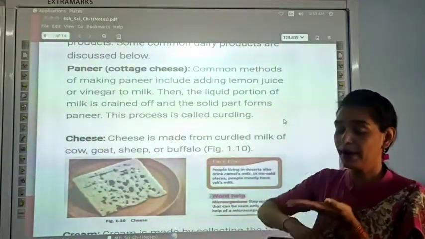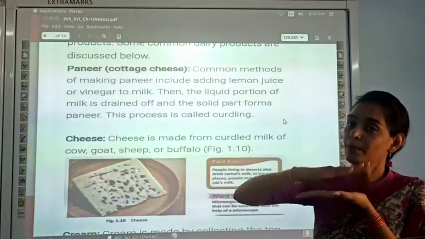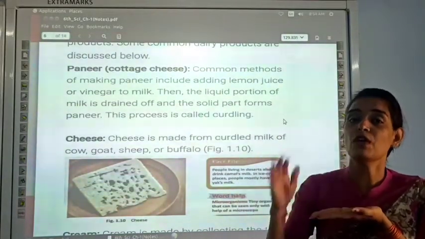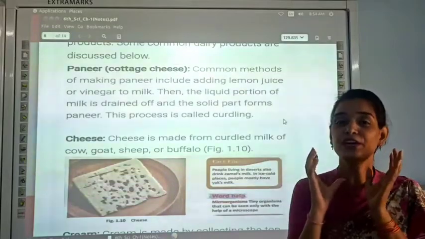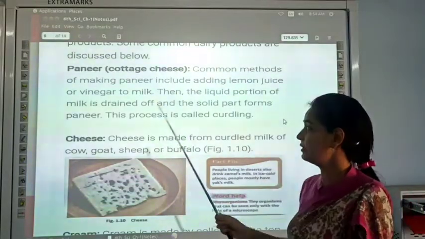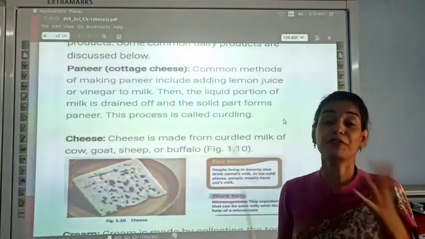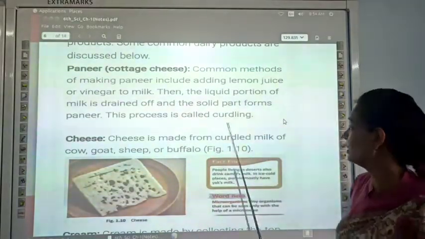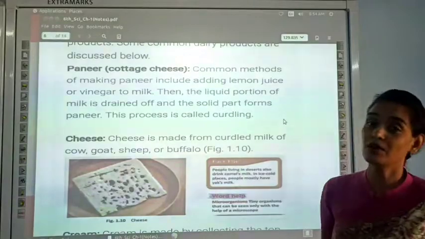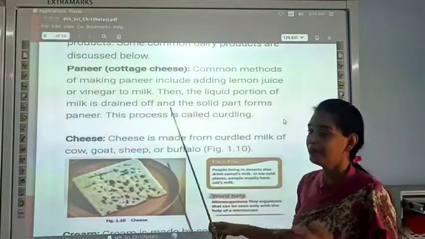and you can press it. When you press that, excess water will be removed from the paneer, and you can take that paneer in the fridge and you will get the fresh paneer prepared at home. That is very simple. My mama also used to make paneer at home, and me also.